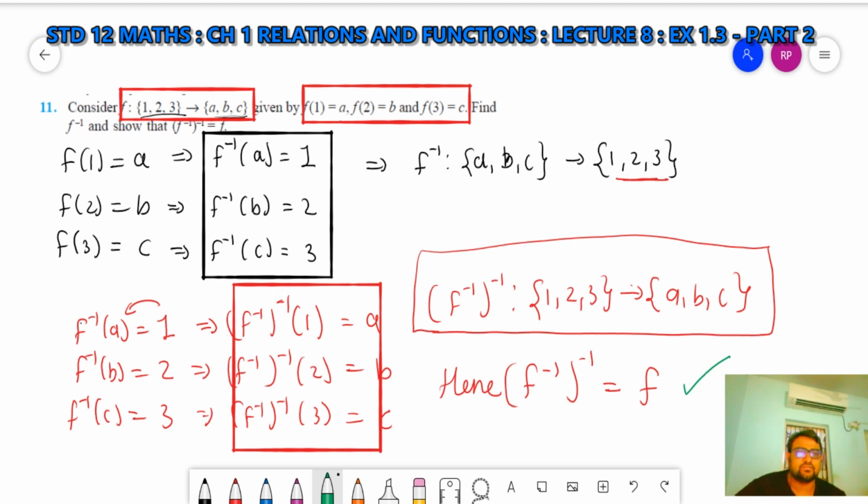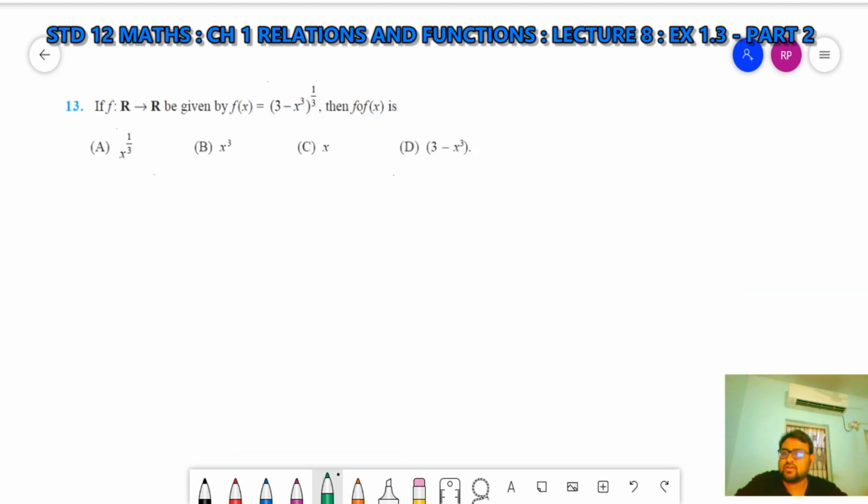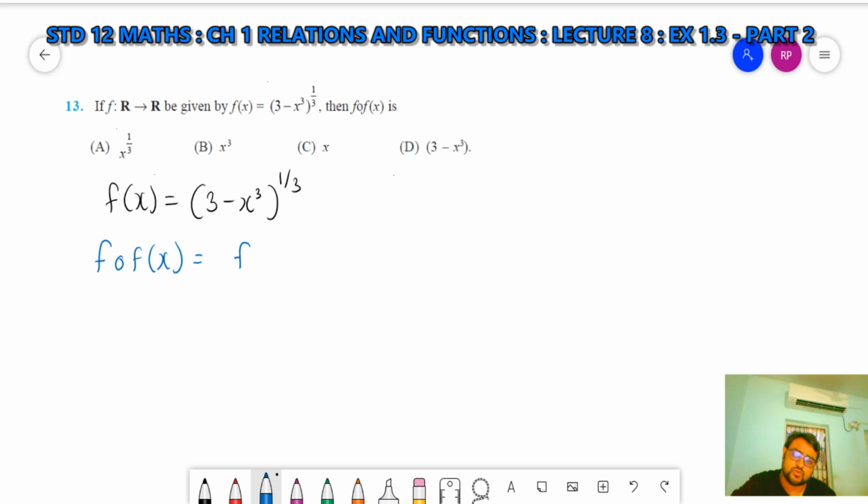Okay, now let's move ahead. Question number 13, that is an MCQ. f of x is given as (3 minus x cube) whole raised to 1 by 3. You need to find f of f of x, the opposite function. So now what is f(x)? Let's put its value, (3 minus x cube) whole raised to 1 by 3.